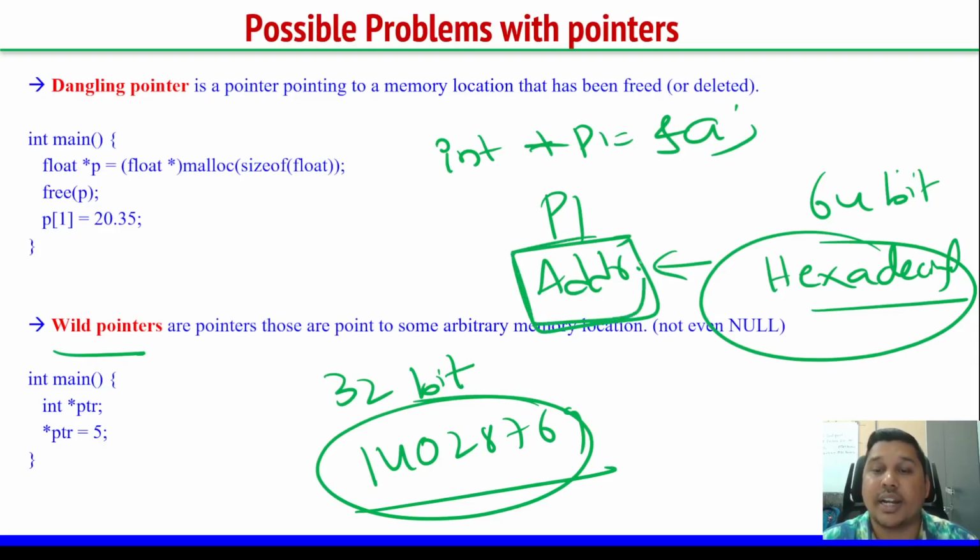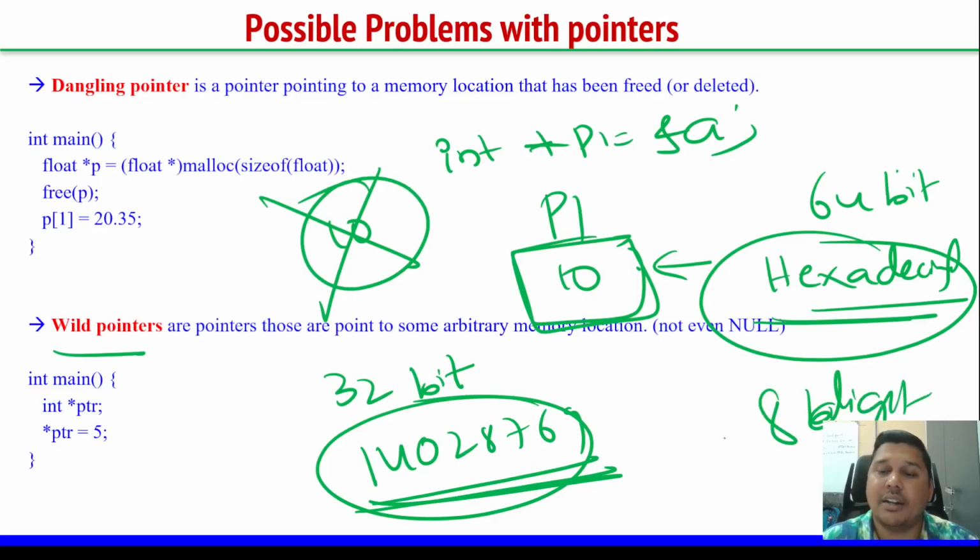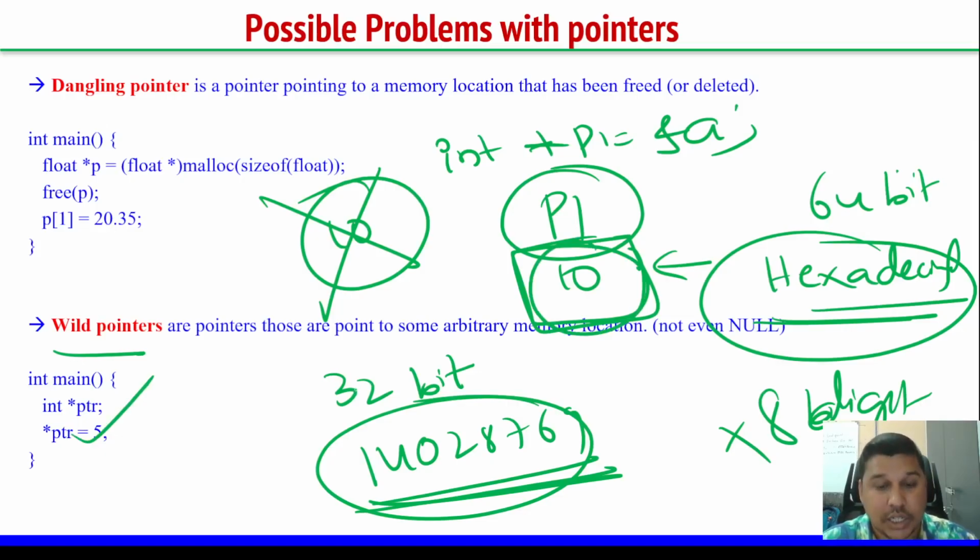This P1 holds an address, but instead of an address, if it is assigned some value, like P1 equal to 5, P1 equal to 10, this is not an address. This cannot be a valid address. An address should be 8 digits long, maybe in hexadecimal or not. P1 is a pointer, meant to hold only an address. If it is holding some value like 10 or 5, those kinds of pointers are called wild pointers. Not even null.